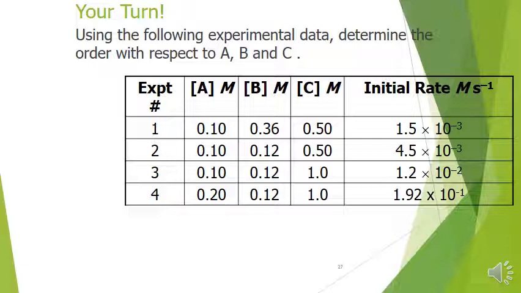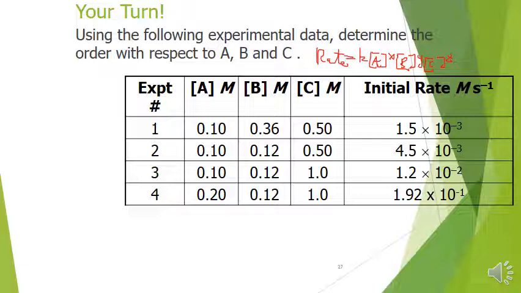Well, let's see. The reaction, we don't know what it is, but it could be something like A plus B plus C yields D. But the rate law that we're going to start out with is rate equals k times concentration A to some power x, B to some power y, and then C to some power z.